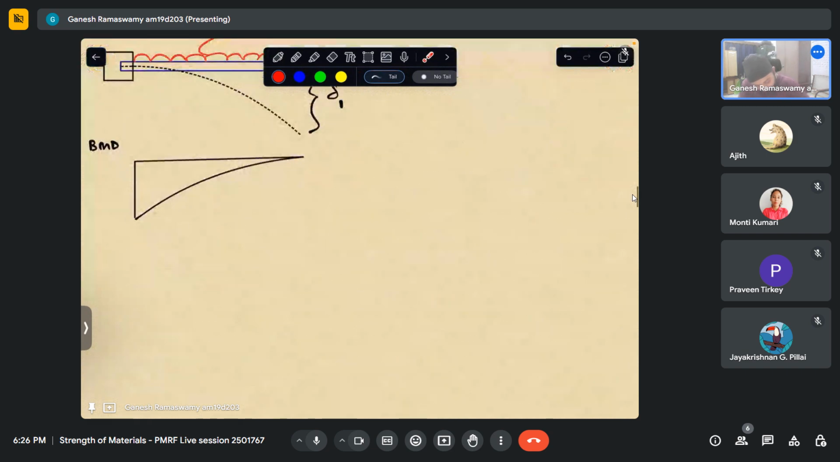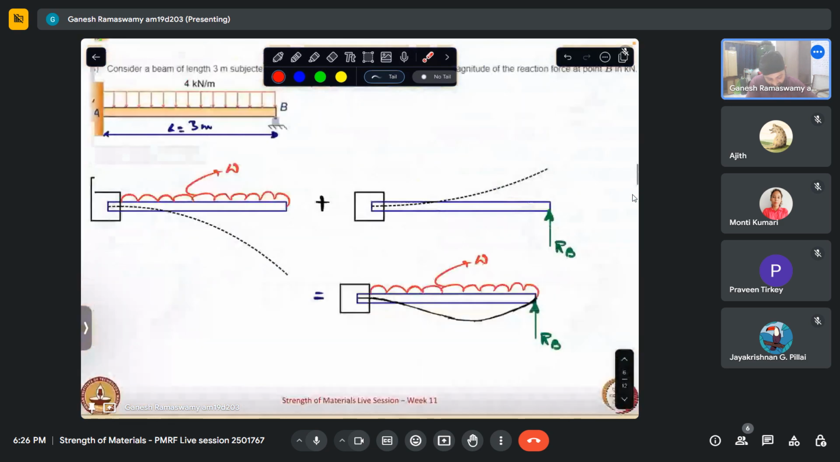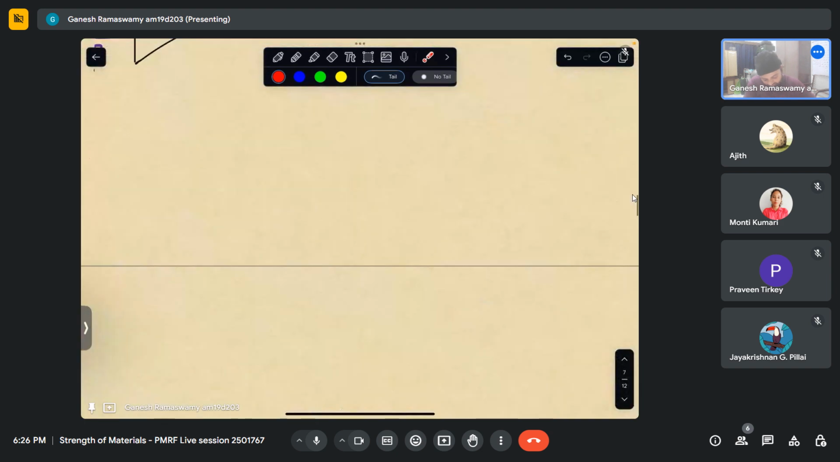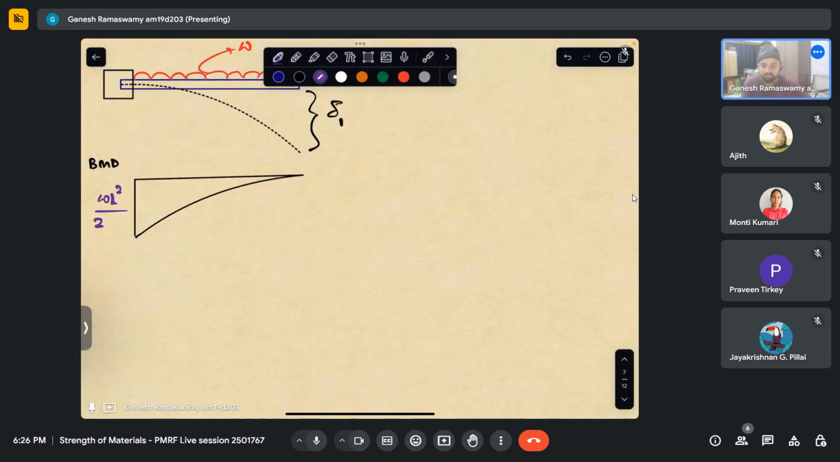So this is actually WL squared by 2. But to apply our moment area method, I need to scale down the bending moment diagram by EI. So let me just do that. I'm operating under the assumption that this beam is prismatic, where EI is constant. So I can simply divide this by EI. So this is not the bending moment, but this is my M by EI diagram.